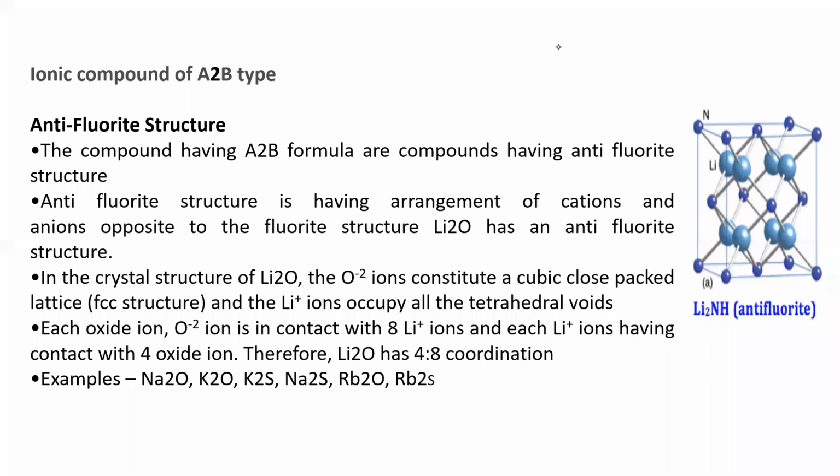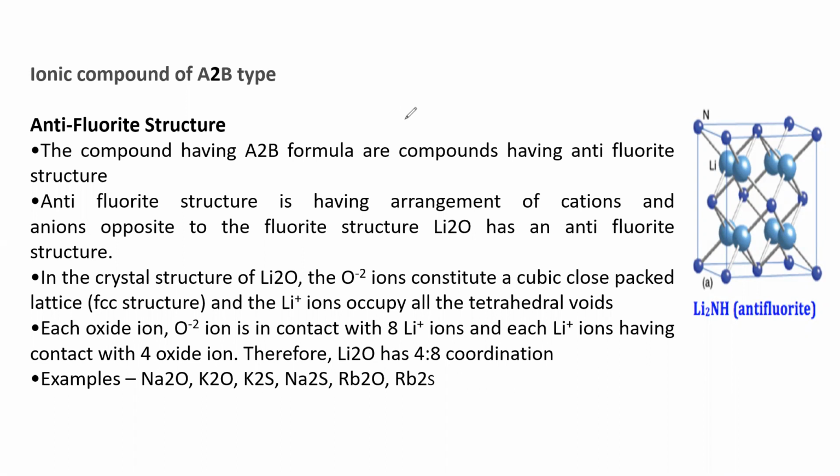In total, we have 4 different structures: AB type, AB2 type, A2B type. For the AB type, we already discussed the examples: cesium chloride, zinc sulfide and NaCl. In zinc sulfide we have two types, the wurtzite structure as well as the common structure, that is the zinc blende structure. So now we have the anti-fluoride structure.